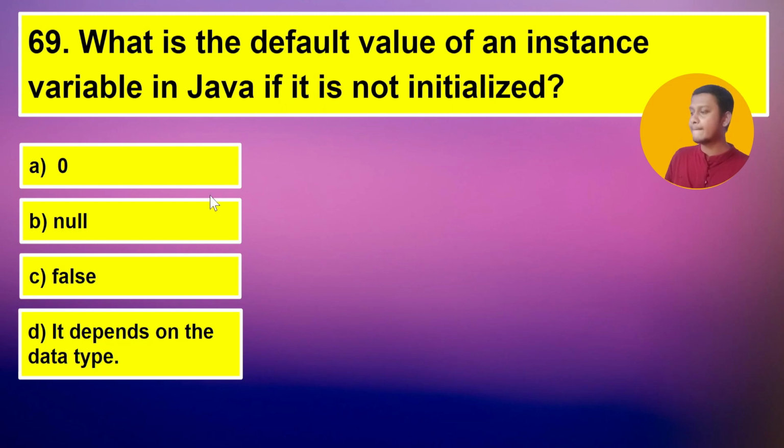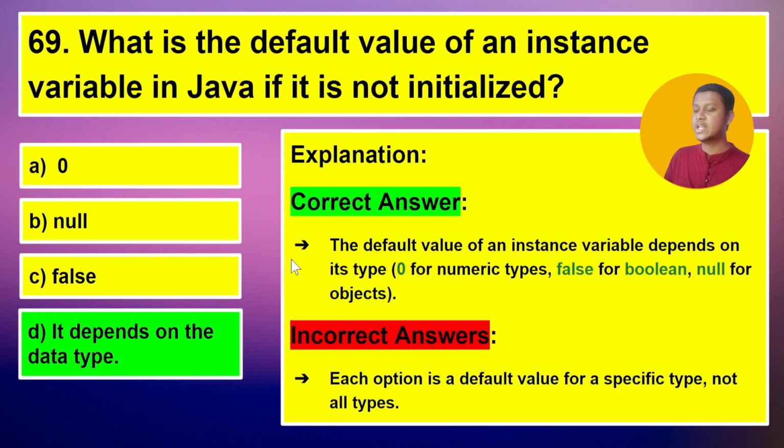Our next question is, what is the default value of an instance variable in Java if it is not instantiated? Option A, 0, option B, null, option C, false, and option D, it depends on the data type. So here the correct answer is D. As you can see, the default value of an instance variable depends on its type. 0 for numeric types, false for boolean, and null for objects.